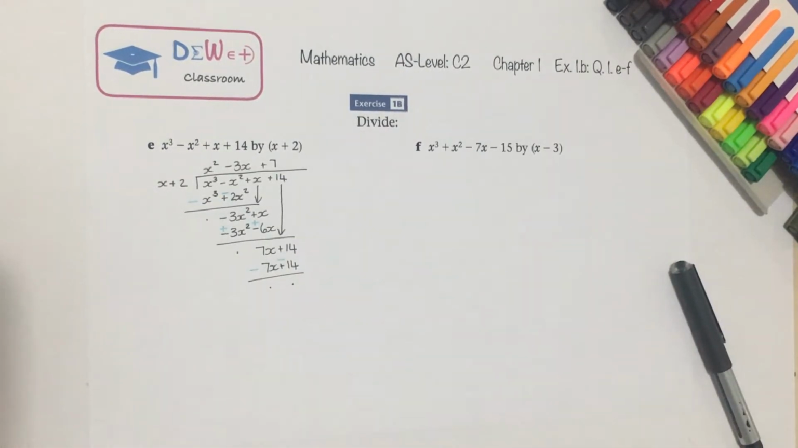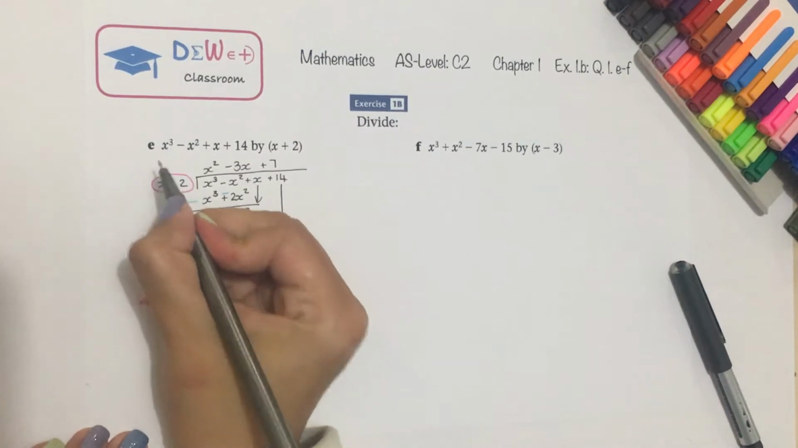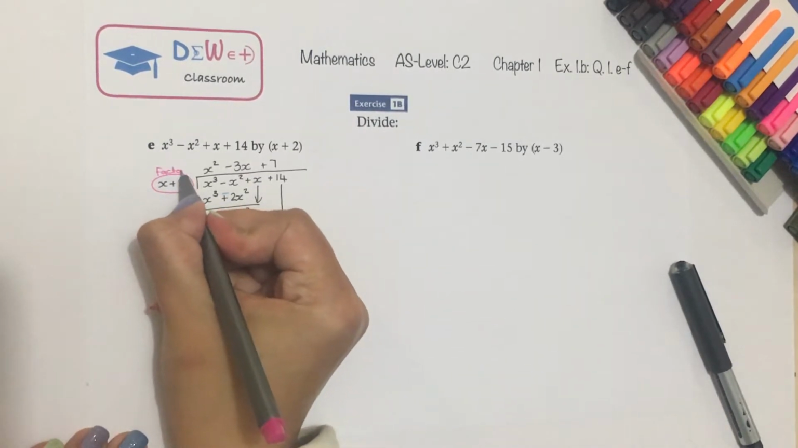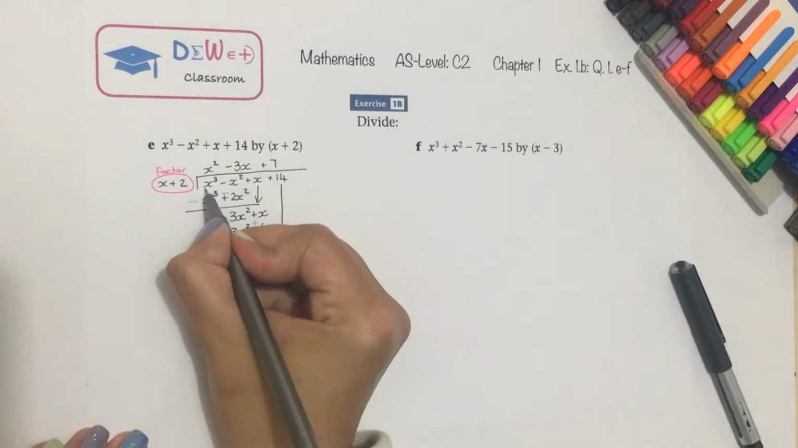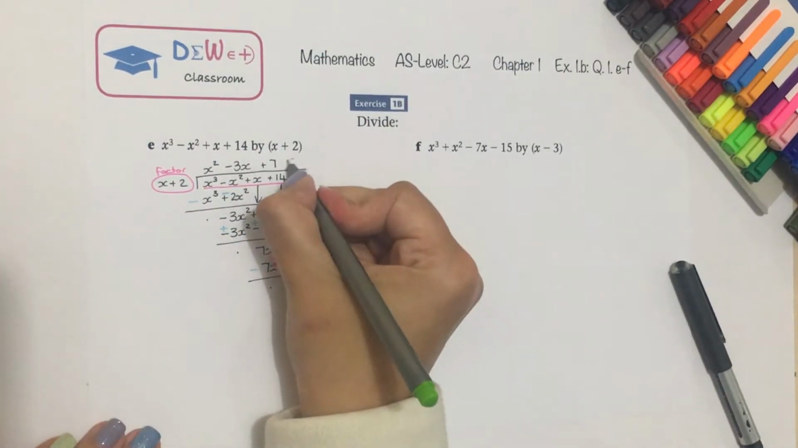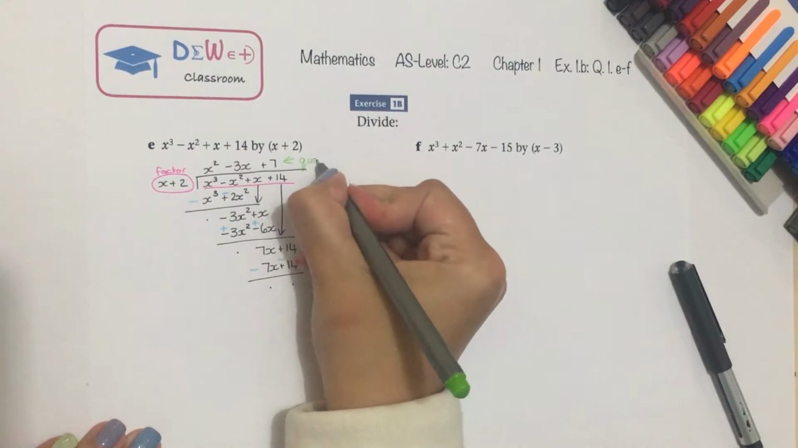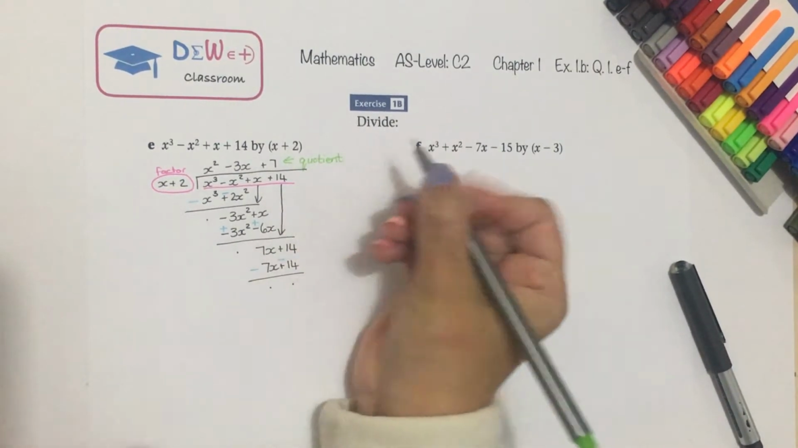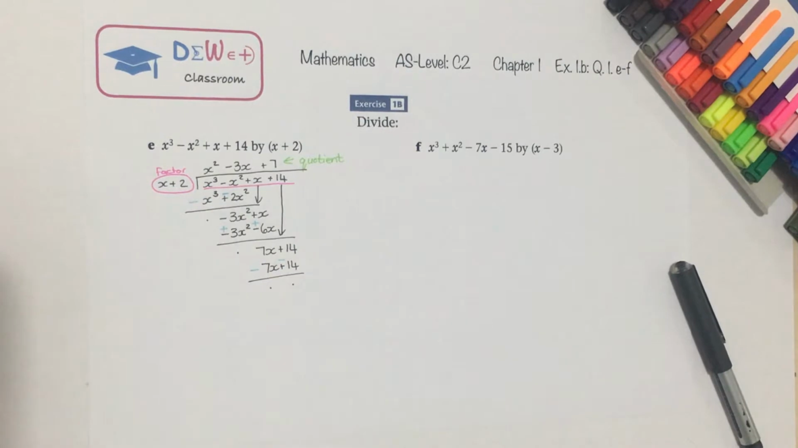So we can confidently say that this x plus 2 is indeed a factor of this polynomial. And just as a friendly reminder, this part is referred to as the quotient of this expression, or the polynomial.